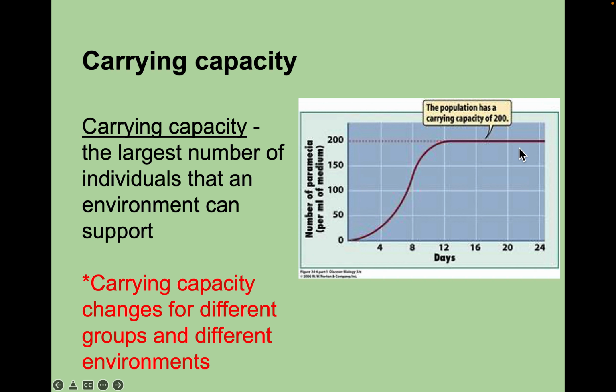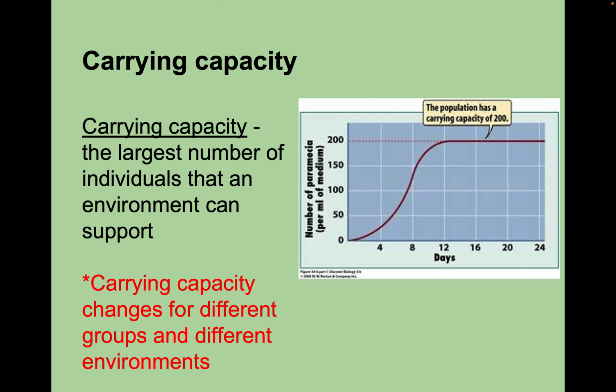That top number, whatever that number is at, is called its carrying capacity. That's the highest number that an environment can support. So for this example, these paramecium living in a petri dish, their carrying capacity is about 200. In real life, it might be 202 or 195, but it's somewhere around 200.